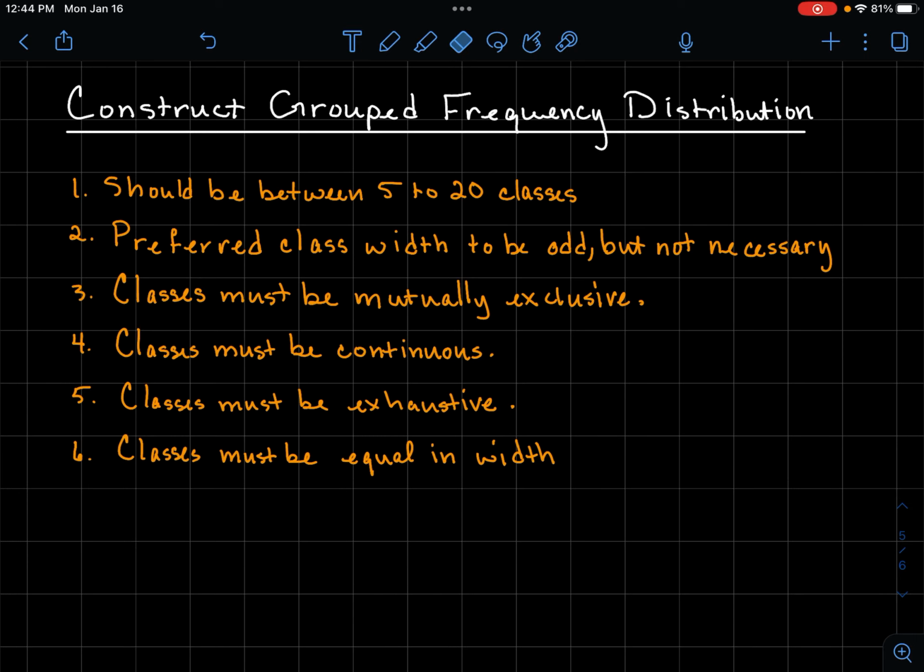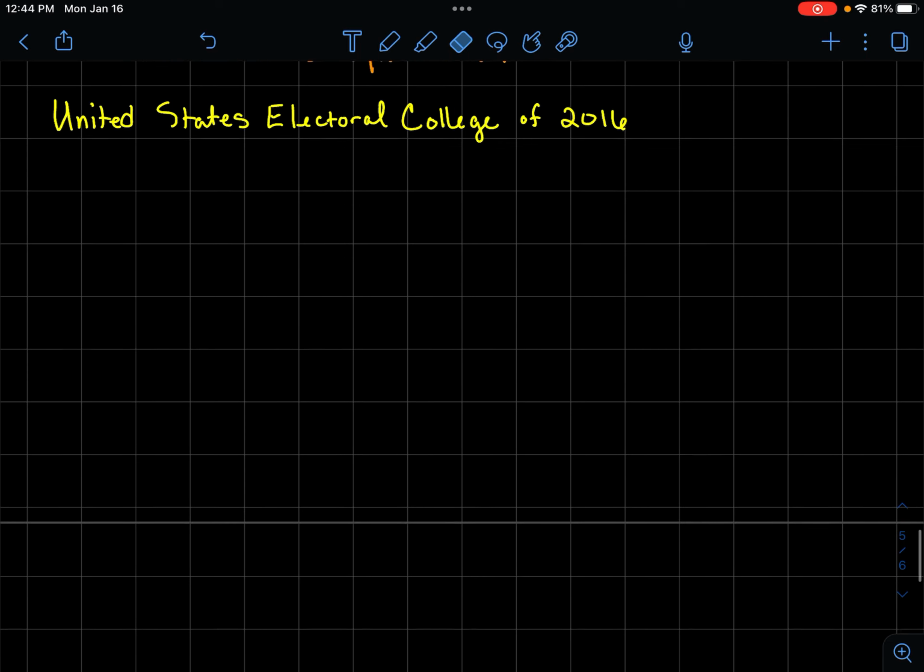Second, we prefer our class width to be an odd number, but it is not necessary. 3, classes must be mutually exclusive, so none of our data points should be in one class and then fit into a second or a third class. 4, our classes must be continuous. 5, the classes must also be exhaustive, meaning that all of our data points should fit into a class somewhere. And the last thing is 6, classes must have equal width.